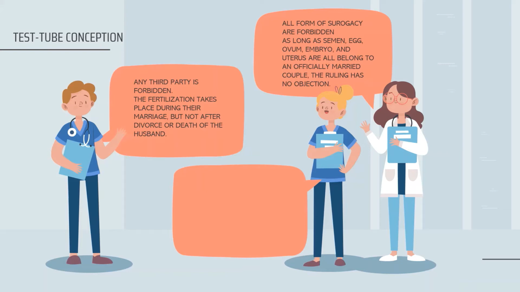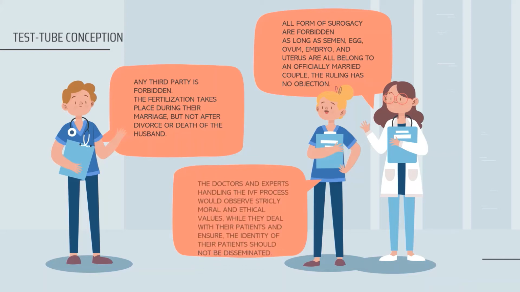Now, the fertilization will take place either during their marriage or sometime later in their life, but the highlight here is not after divorce or the death of the husband. Because once you divorce, you become strangers to one another, and in death, unless the partner finds a new partner and marries, then it's allowed.